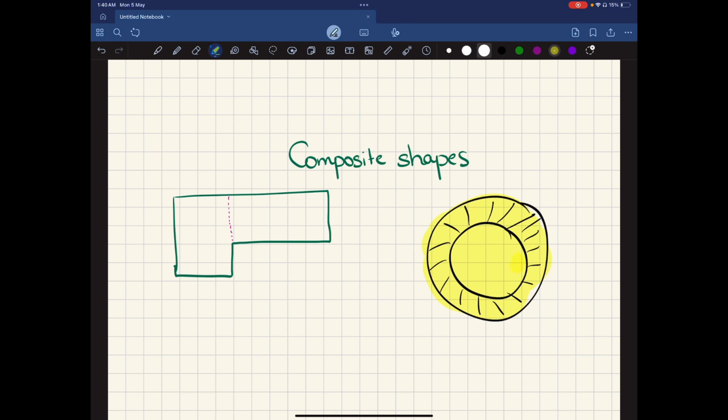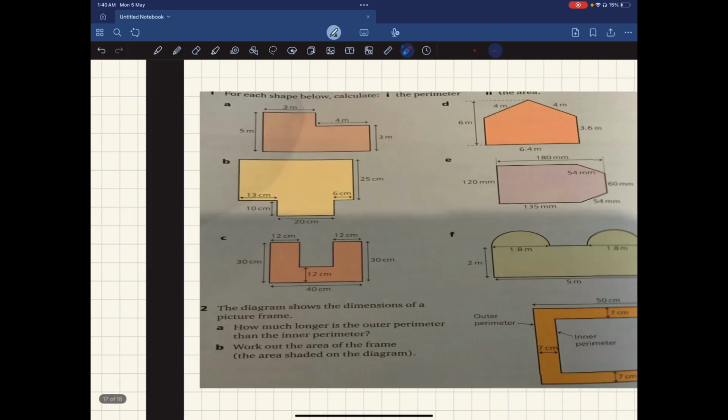So if we subtract the area of the small circle, what are we left with? The thing that I'm erasing is what I'm subtracting. So what are we left with? We are left with this shaded region. So sometimes you need to subtract areas, sometimes you need to add areas. That would depend on the shape in question.